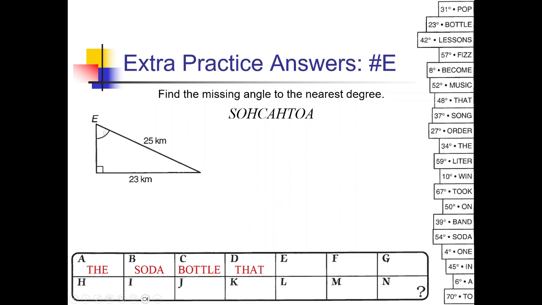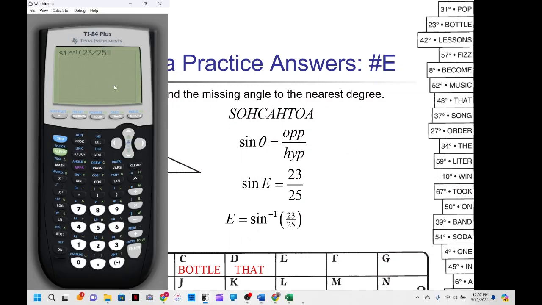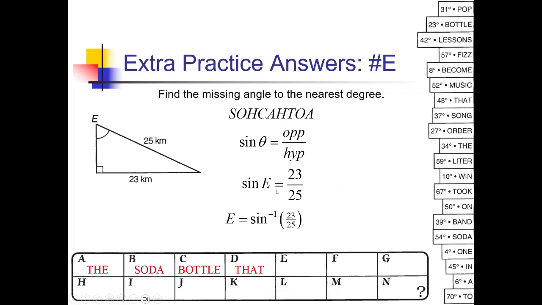On this one, we have an angle that's up here now, so the position's changed a little bit. Based off this angle, we have the opposite side, the side across from it, and also the hypotenuse across from that right angle. Opposite, hypotenuse, we have sine equals opposite over hypotenuse. So sine of E equals opposite side 23 over hypotenuse 25. And then E is going to be sine inverse of 23 over 25. So plugging that in, I end up with 67 degrees if I round that off. 67 degrees is going to be this one took. That's in E.